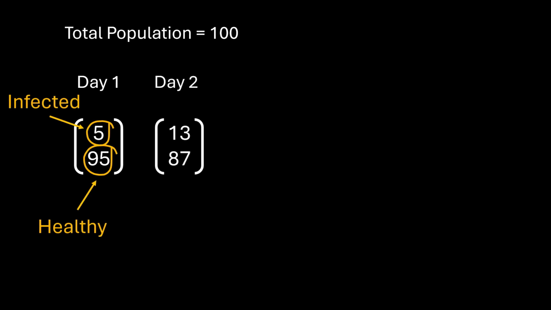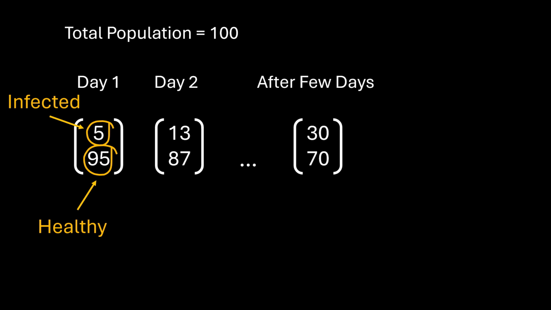On day 2, 10 more rabbits get infected on top of the 5 that are already infected. But out of the 5 rabbits that were already infected, 2 rabbits recover. So there would be a total of 13 infected rabbits and 87 healthy rabbits on day 2. And this back and forth between infected and healthy rabbits will keep going for a few days. After a few days, the population of infected and the healthy rabbits would stabilize, such that there would be 70 healthy rabbits and 30 infected rabbits.